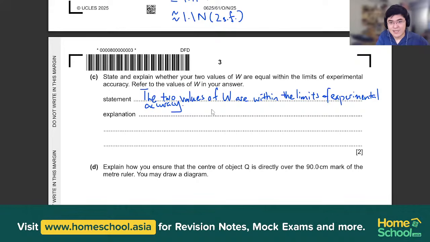So we need to write a statement, which is the two values of W are within the limits of experimental accuracy. And we need to explain why using the two values up there. And since they are equal, we just have to write that down. This is because W equals 1.1 newtons as calculated from both experiments.